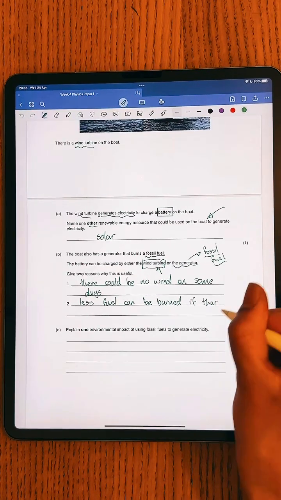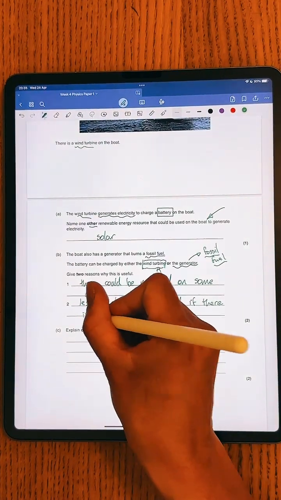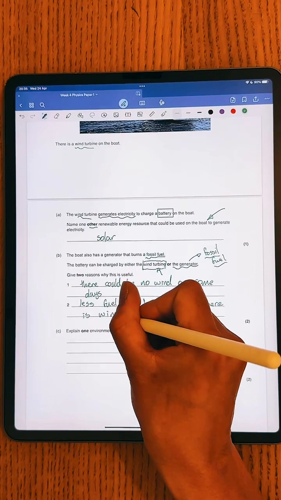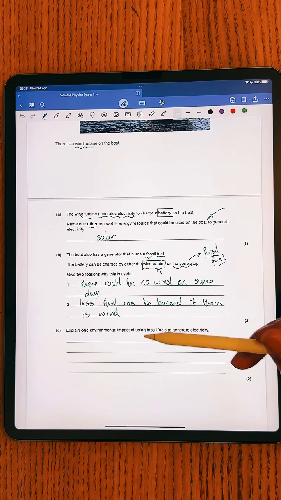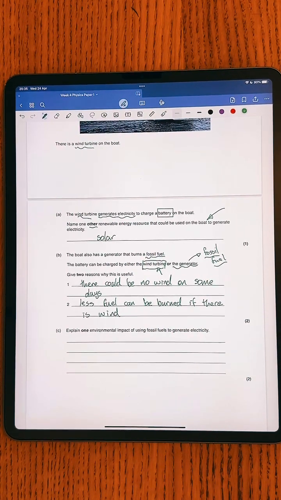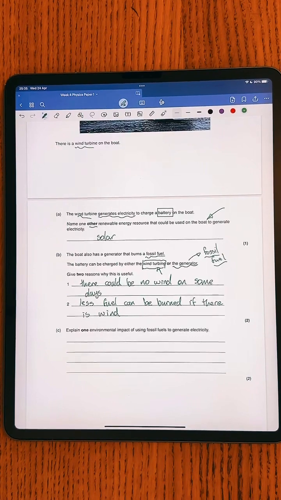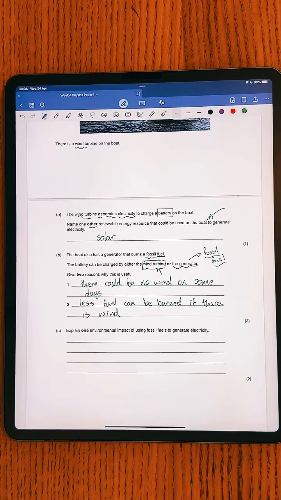If there is wind. So if there's a low amount of wind, we can use the fossil fuels. And if there is wind, you're basically using less fuel. So those are 2 reasons why it's good to have both. Hope that makes sense. Next question. Yep, people are answering already.